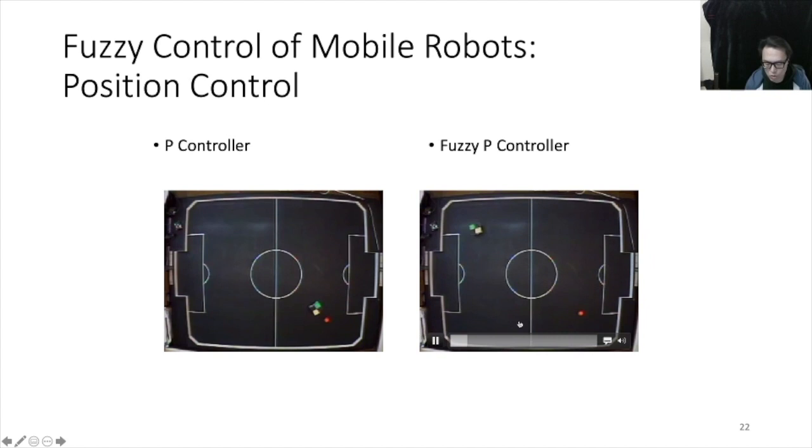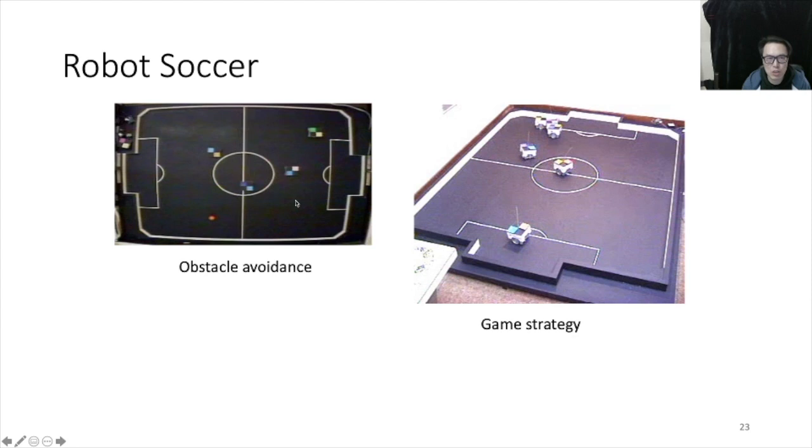On top of the fuzzy control, we can also use the fuzzy controller to do different things. For example, combine the fuzzy control with an obstacle avoidance algorithm. We have a robot here, a target point, and three obstacles, so that the robot is able to follow the planned path to avoid the obstacles and reach the target position like this.